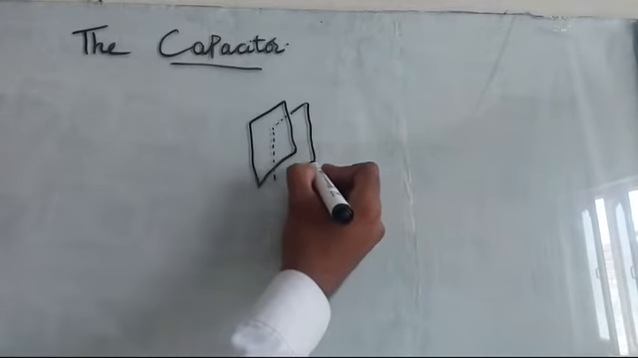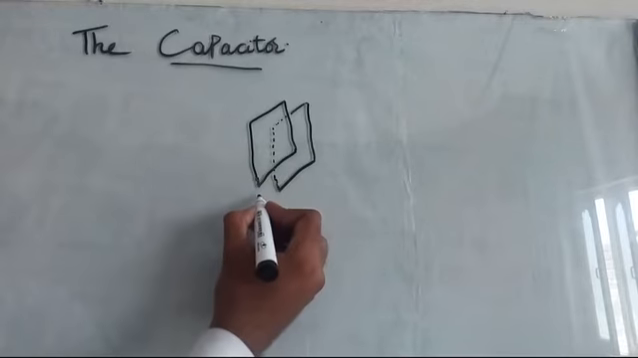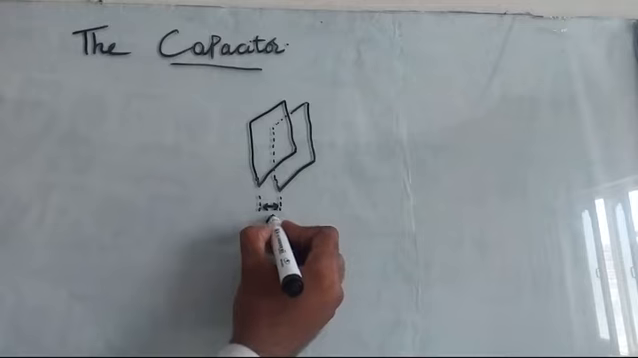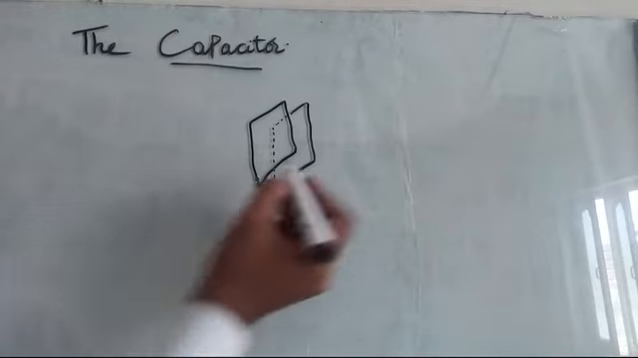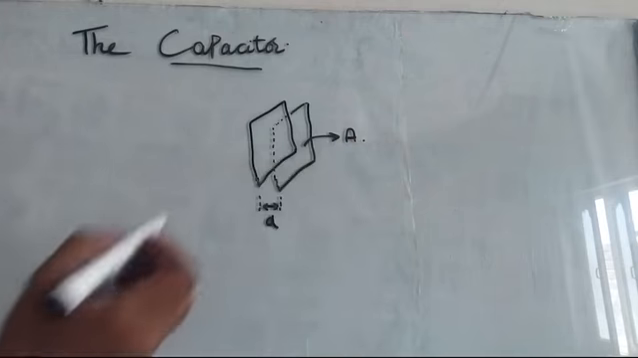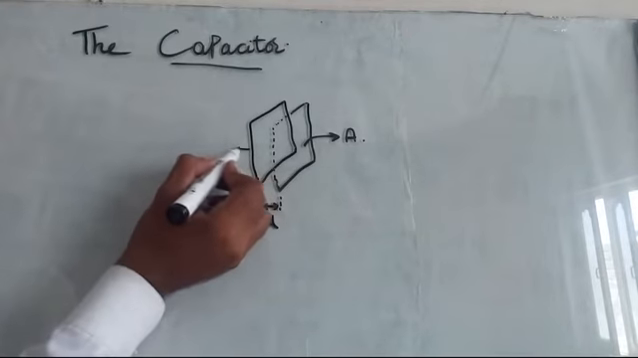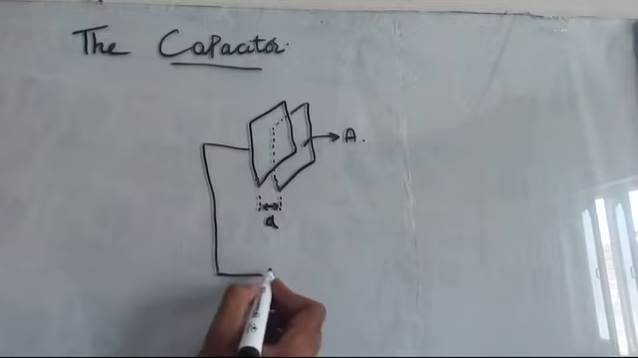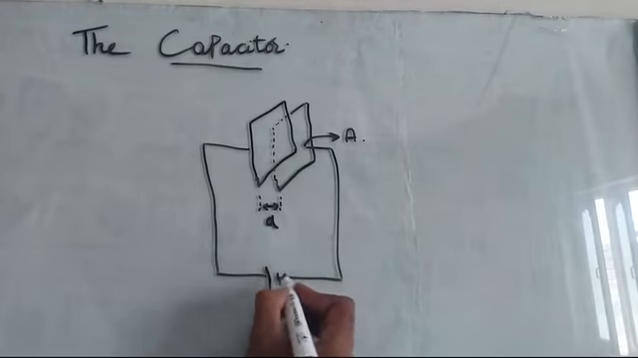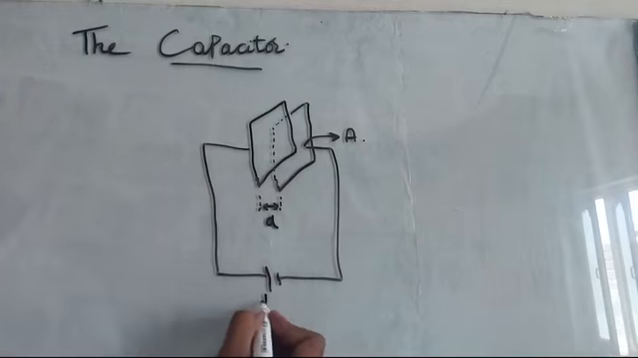These two parallel plates are separated by a distance d, and these plates have a surface area A, and these two plates are connected with the source. One plate is connected with the positive side of a battery, the other is connected with the negative side.